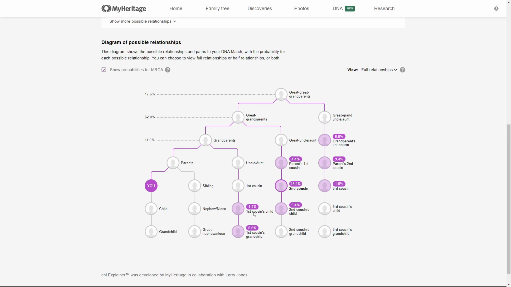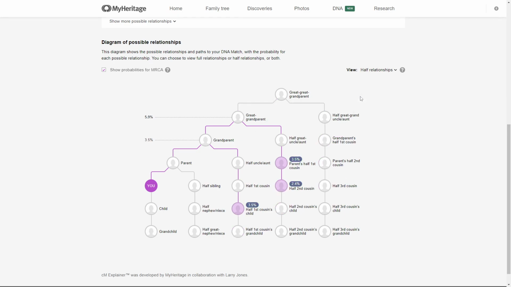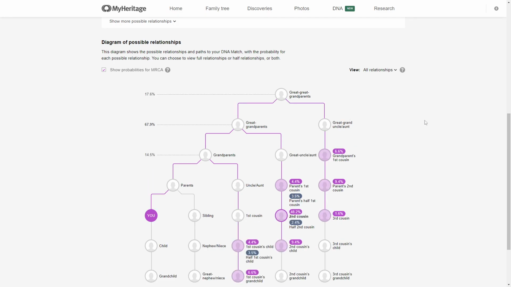Now, these are all possible kinships in the purple, but it says this is your most probable right there for the full kinships. It also, if you know there's been a remarriage on one of these and you know you're looking for a half kinship, you can say, show me my half kinship probabilities. And you can look and say, okay, here's my half kinship probabilities. Or what I like is to see it all together.